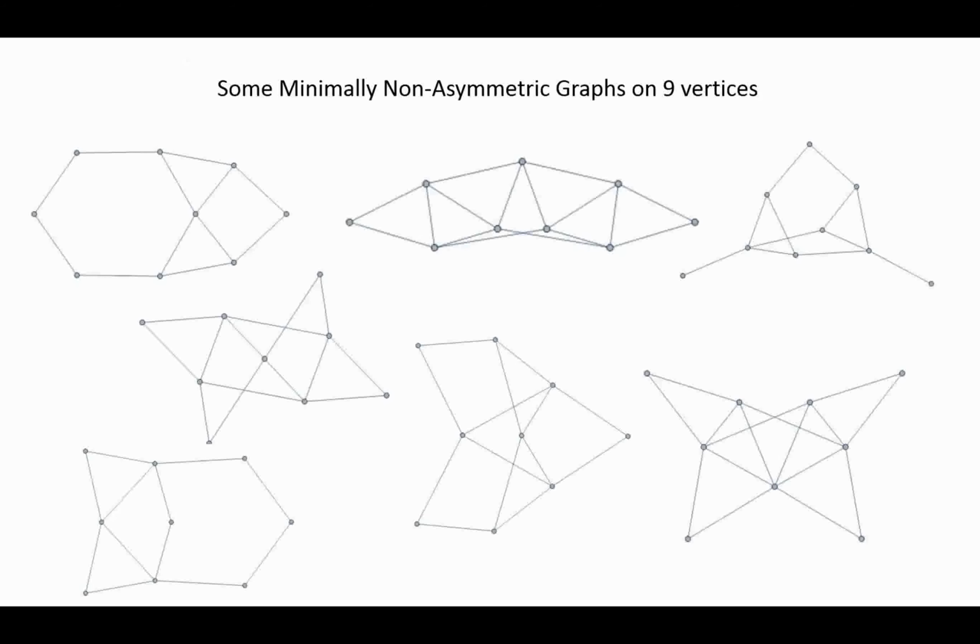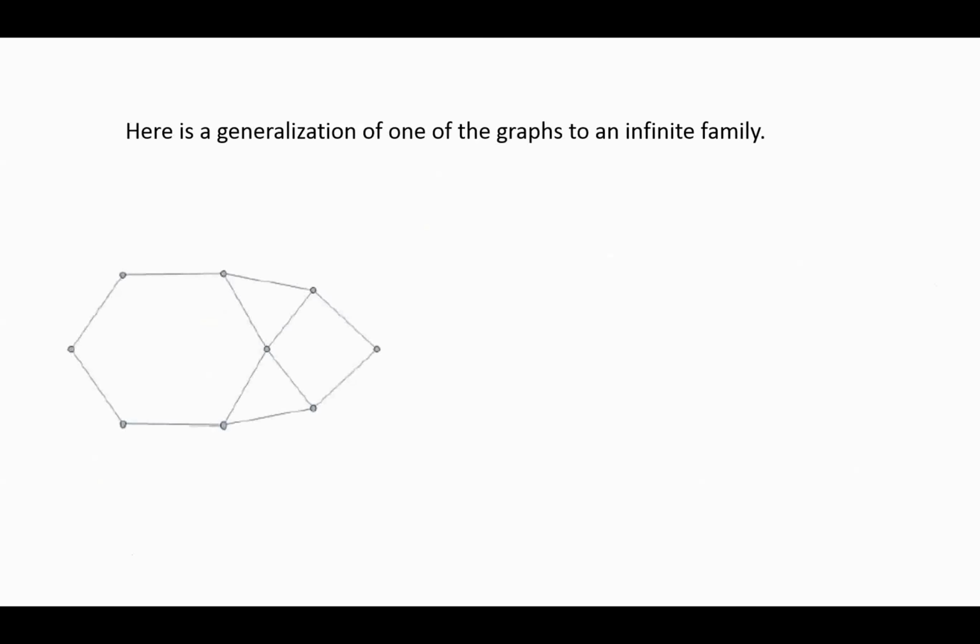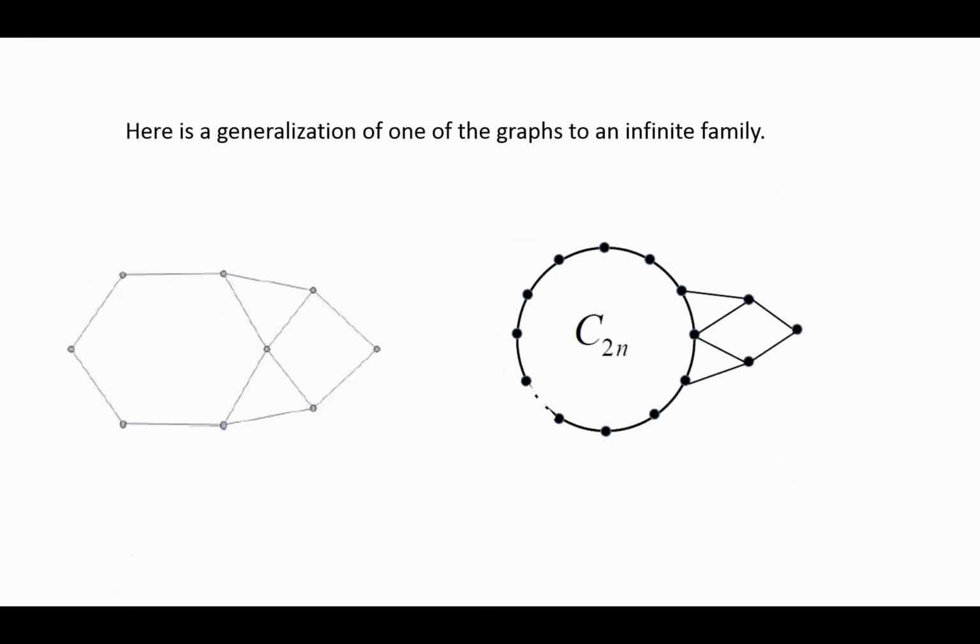So we also looked at something called minimally non-asymmetric graphs. And that's where the removal of any edge results in an asymmetric graph. Here's a collection of these for a small number of vertices. There's actually an infinite number of these. And of course, the distinguishing number of these is going to be 2. We can actually extend some of these to an infinite family pretty easily. And again, these are graphs where the removal of any edge gives us an asymmetric graph.